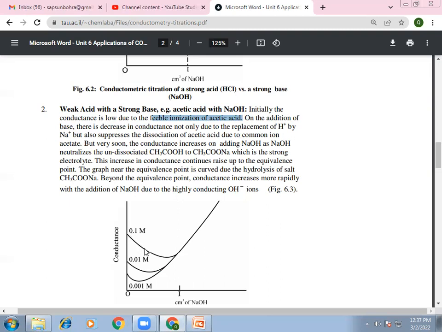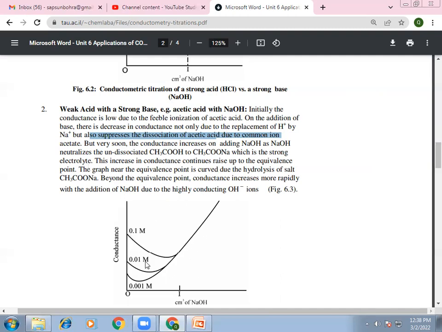So as soon as you add NaOH to it, there will be a decrease in the conductance, not only due to the replacement of H plus ions by Na plus ions, but there is also suppression of the dissociation of acetic acid due to the common ion acetate. So after acetic acid reacts with NaOH, sodium acetate will form. So because of the common ion acetate, there is a decrease or suppression of the dissociation of acetic acid. Very soon the conductance increases.